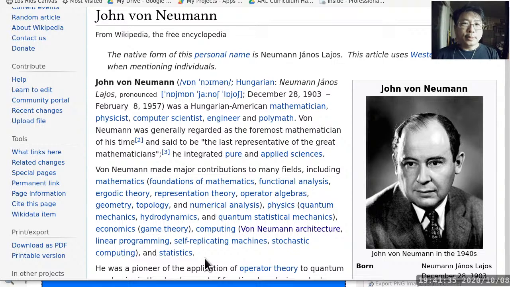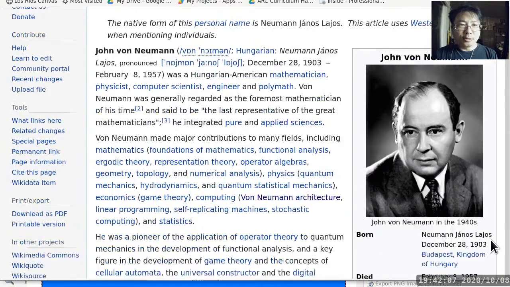Now, somebody can just kind of dabble in each field a little bit, know something about it, and say, yeah, I'm a jack of all trades. He's not a jack of all trades either, because if you ask any famous person in any one of these fields, what do you think of John von Neumann back in his time, that person is going to say, he's a genius. He's a genius in my field. And everybody is going to say that. He is that good.